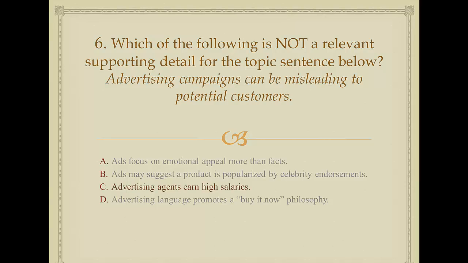Emotional appeal, A, is a big part of how advertisers draw in customers. Celebrity endorsements, B, also an advertiser's big tool. Who hasn't seen Tiger Woods wearing a Nike hat? Answer choice C is about pressure. Buy it now sales, another big gun in the advertiser's arsenal. The one that doesn't fit? That would be C. This paragraph is not about high-paying career choices.